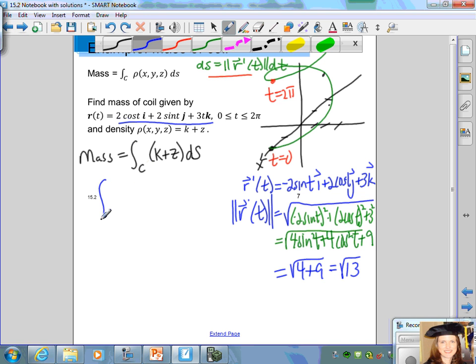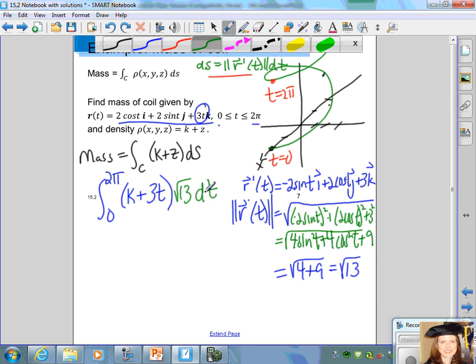Alright, so now we can rewrite our line integral for mass. It's going to be written as a definite integral from the start time to the end time of 0 to 2 pi of k. K is going to be a constant. We see that a lot in our density formulas. We'll leave that alone, but we are going to replace the z in the line integral with what z equals on the path, and z equals 3t on the path. And then we're going to replace ds with the magnitude of r prime of t, so that's going to be our square root of 13 dt. So now we have a single definite integral in our variable t, and we do have a constant in there.